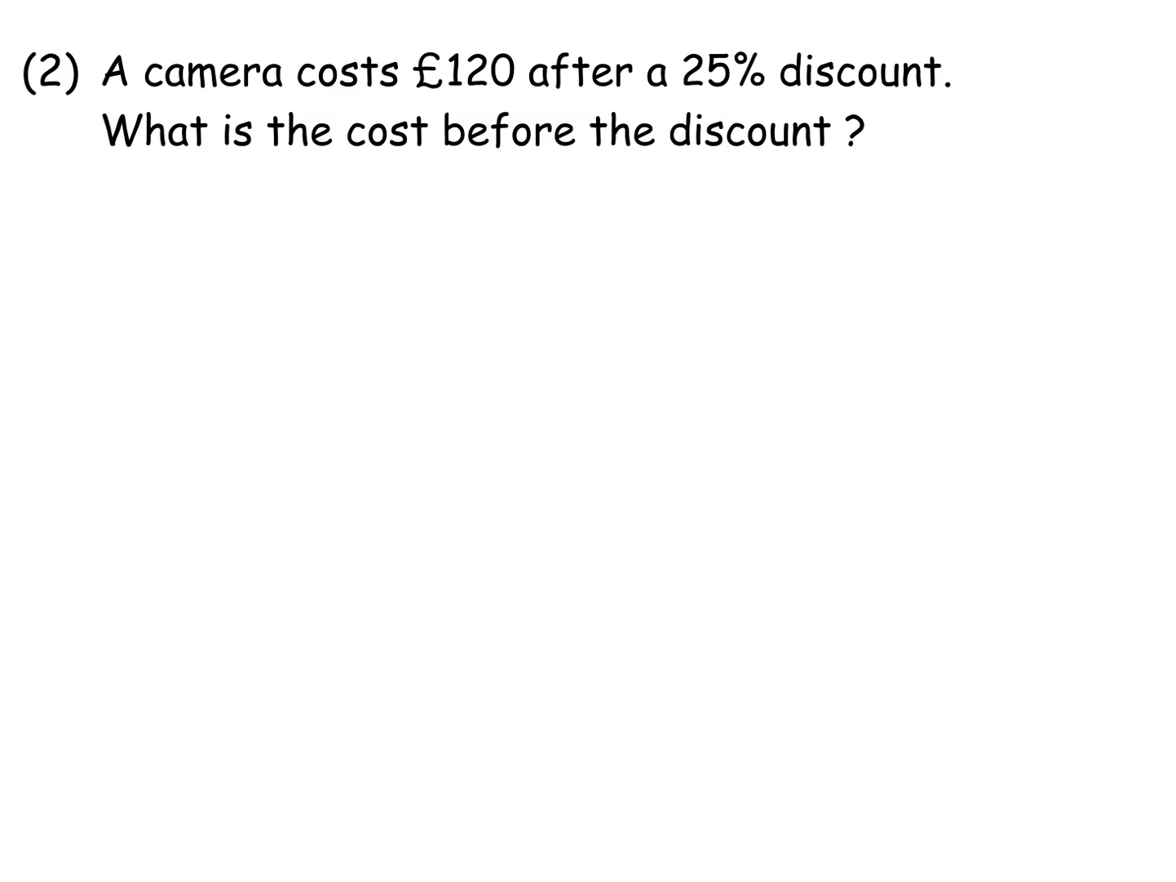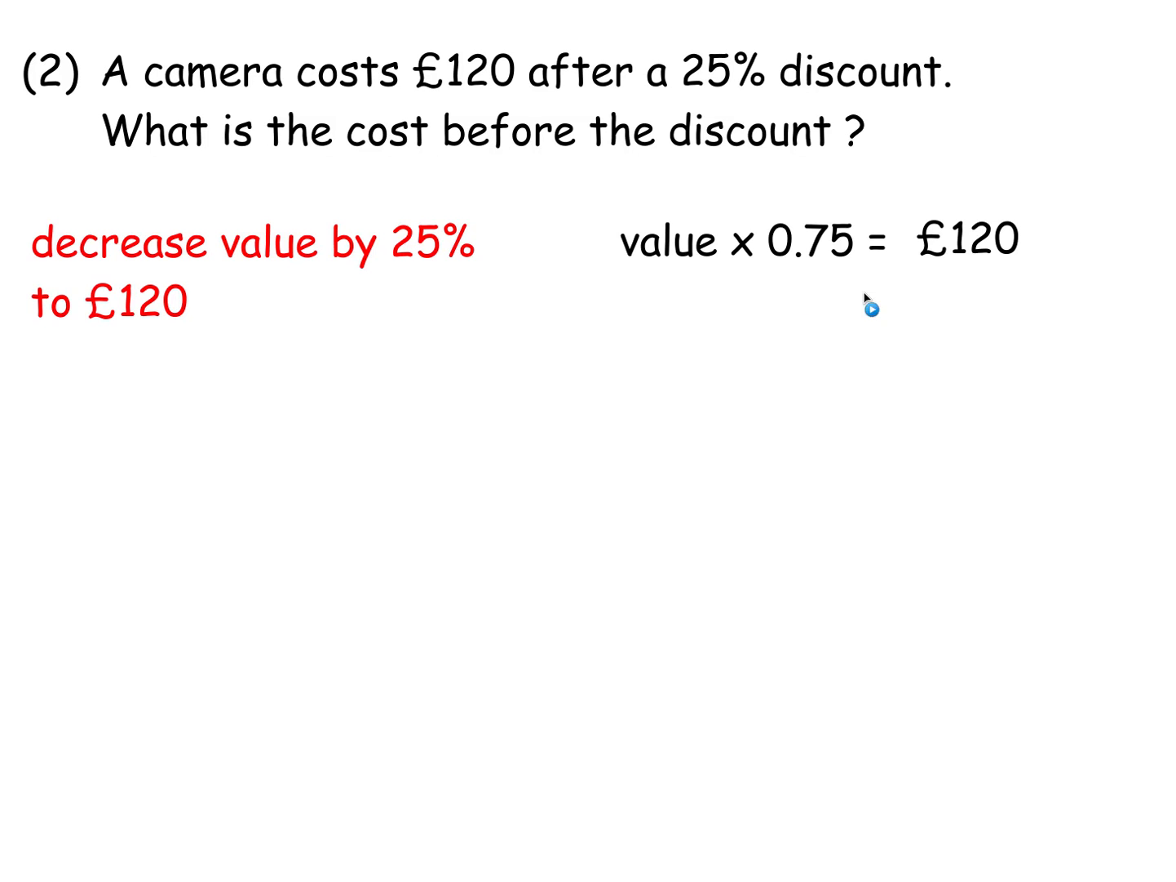Here's a second example. A camera costs £120 after a 25% discount. So you're paying for just 75% of the original price. So it wants to know the price before the discount. You're paying for 75%. So in the calculator, you would divide by the factor 0.75, and it would give you the value. So that's what you do with a calculator.